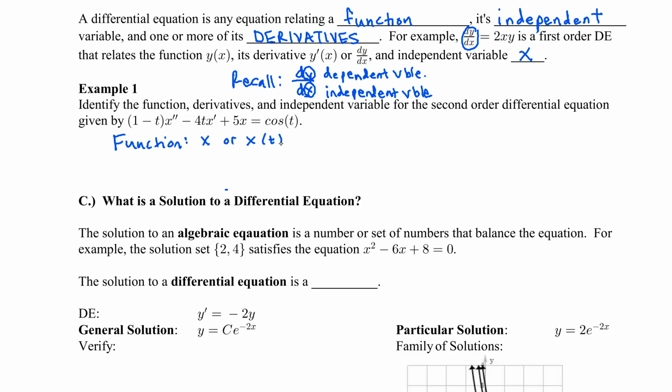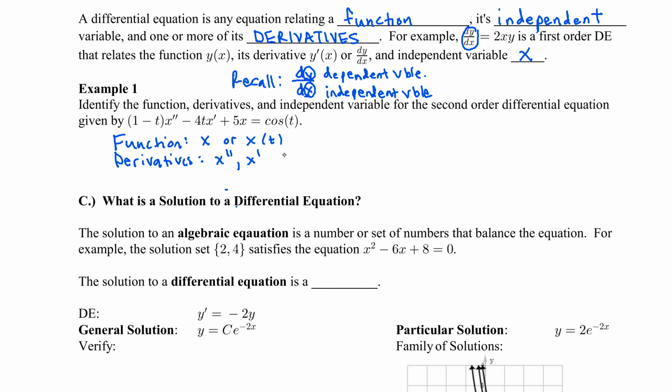The reason we know that x is dependent in this differential equation is because the derivative primes are applied to the x. Primes, or derivative notation, are never applied to independent variables. Since x in this case is dependent, we can assume then that t is the independent variable. The derivatives that we see in this differential equation are x double prime and x prime.